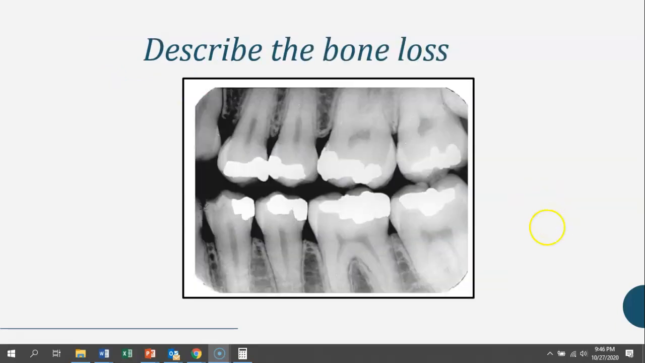And what about this one? Here we can see some really good lamina dura all through here. Pretty smooth, even PDL. About, I'd say, 2 millimeters from the CEJ. Might be more than 2 millimeters from the CEJ there, but I think that's just their normal. Here's the CEJ.